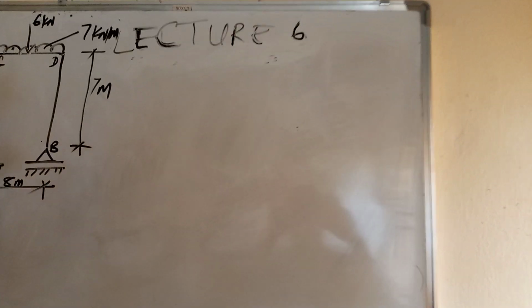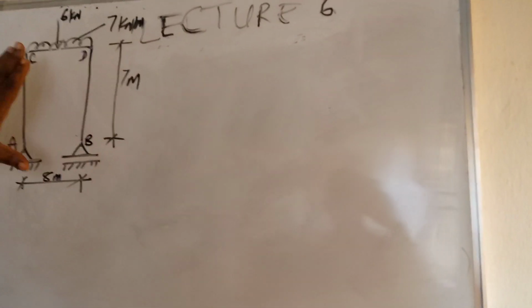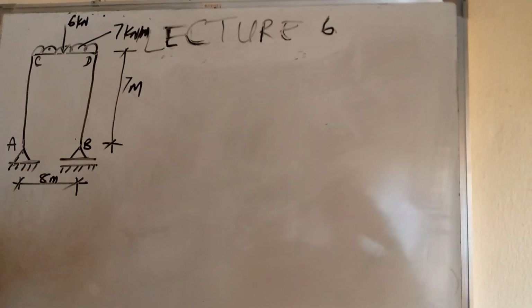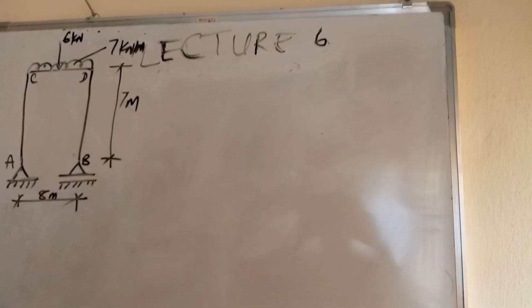So we are dealing with another frame. We have been dealing with knee frames. This is a complete frame this time. The knee frames have only one support, that's support A, so we don't need to start calculating reactions.